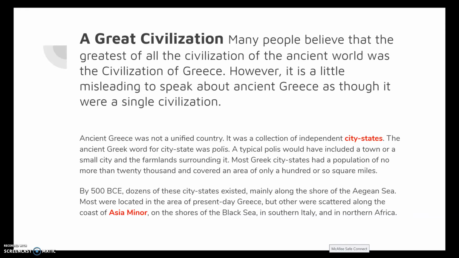By 500 BCE, dozens of these city-states existed, mainly along the shore of the Aegean. Keep that in mind. These were mainly along the sea. Why do you think that? Keep that in your mind. We'll get there. Most were located in present-day Greece, but were scattered along the coast of Asia Minor. Remember, we talked about that peninsula in our vocabulary. On our map, if you look where Turkey is, you'll see where Asia Minor was, and on the shores of the Black Sea, in southern Italy and northern Africa.